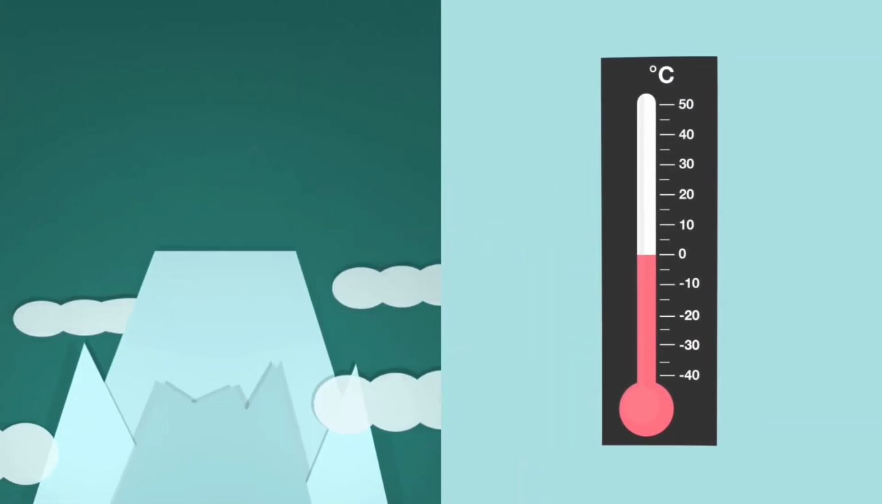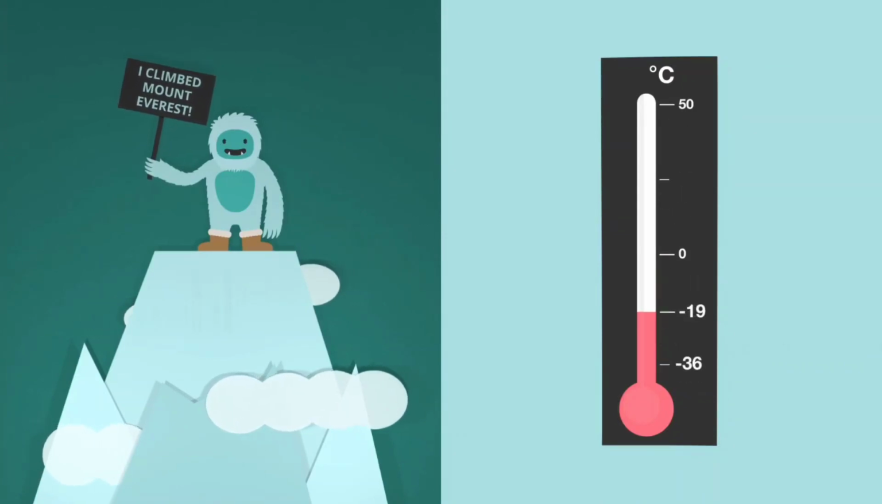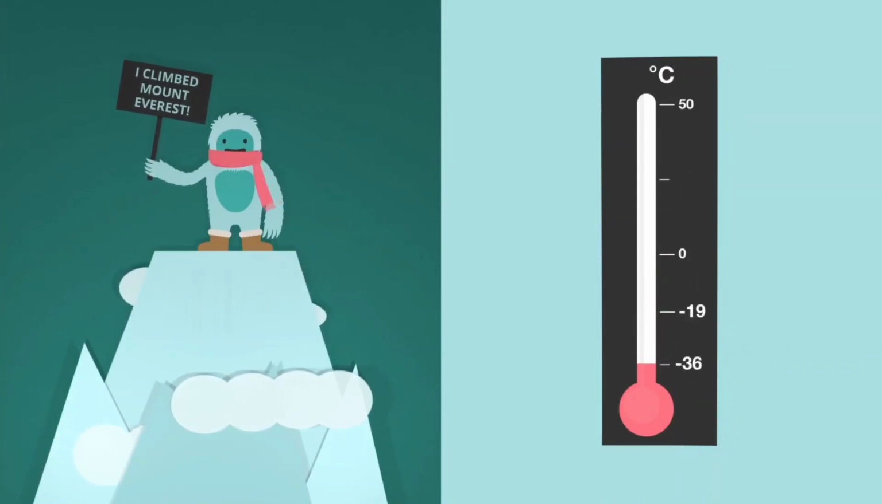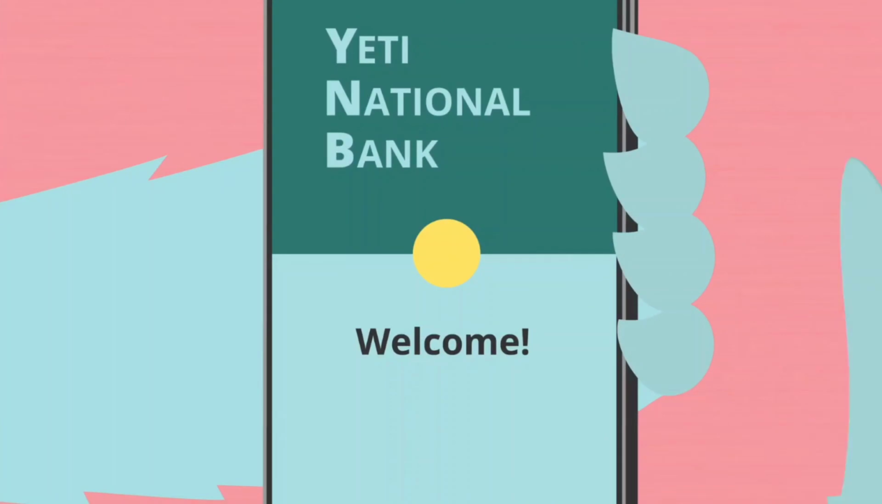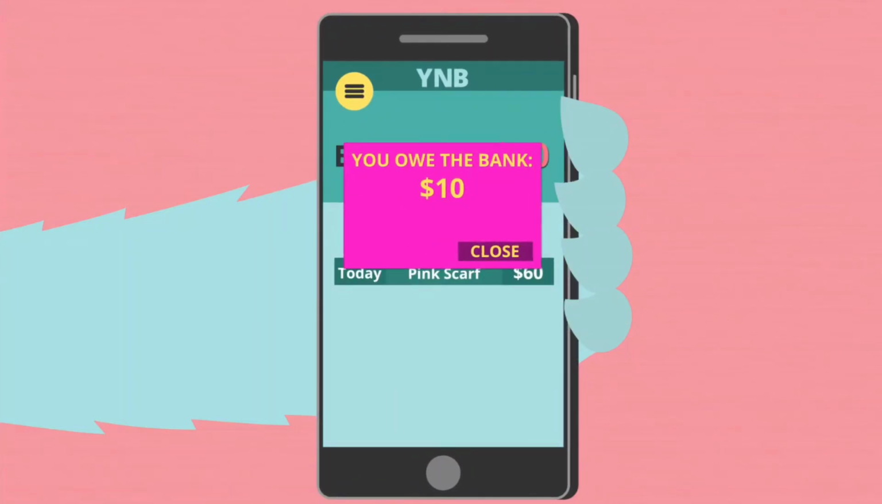For example, did you know the average temperatures at the top of Mount Everest range from negative 19 degrees Celsius to negative 36 degrees Celsius? Wow, that's cold! Negative numbers also appear a lot in finances to show debt. Suppose you have $50 in your bank account, but then you accidentally spend $60. Your account's balance is now negative 10. This means you owe the bank $10.